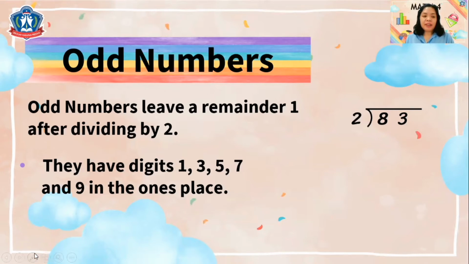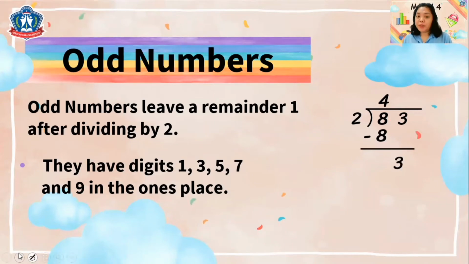So let's divide first the 10. That is 80, or 8 tens, divided by 2. Yes, it has 4. Then 4 times 2 is 8. So let's subtract 8 minus 8. That is 0. So we just bring down the 3 ones.